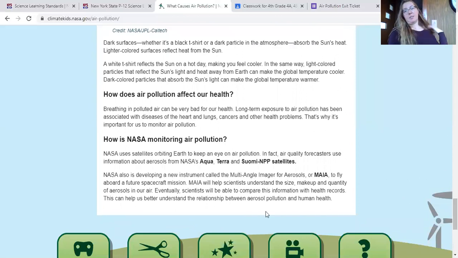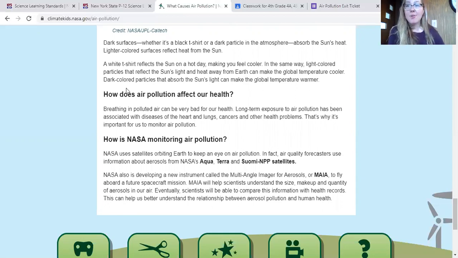And NASA does this with their lots of different satellites that they have. Just like they're able to monitor the volcanic ash, they're able to use their satellites to look at cities and see how dense smog is, or to see if particles are moving in certain places. So that's a lot of really cool technology that they're able to use.